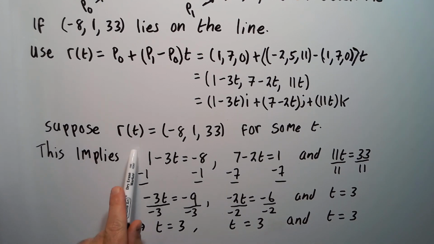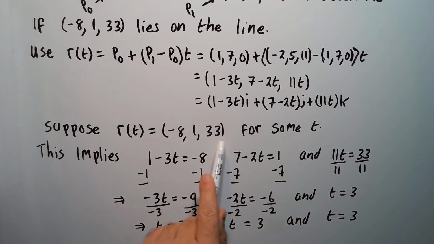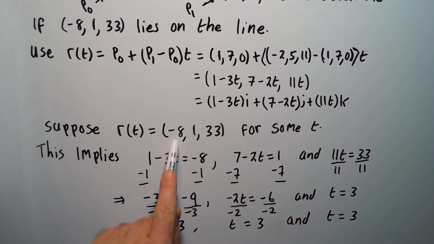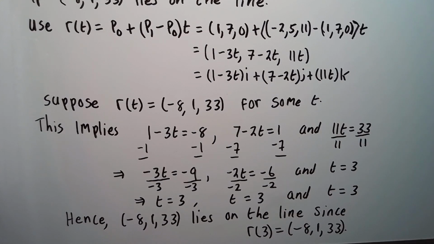So that means that r of 3 up here will be this point. So it means this is a point on the line. So hence, let's write our conclusion now. So hence we can say our negative 8, 1, 33 lies on the line since r of 3 is equal to minus 8, 1, 33. Okay, so we're done with this question. Now let's go on to question 4.